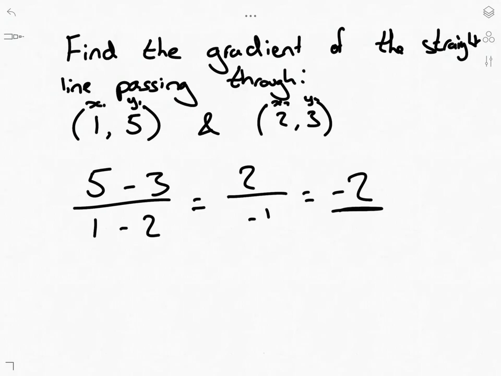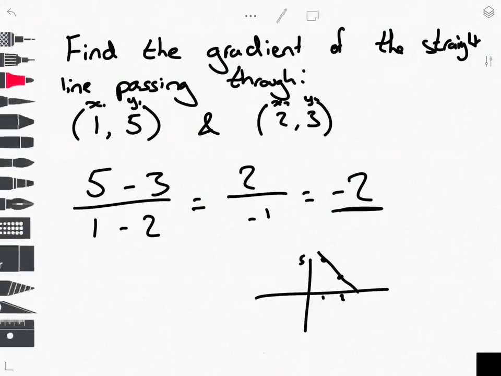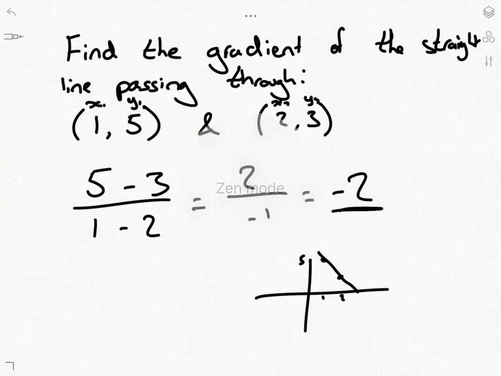Does that make sense? Well, if I do a sketch, we're starting at 1, 5, like this, and we're going to 2, 3. Oh yeah, we can see it's going down. Looks like it's going to be the right gradient. So again, this just sort of comes with practice. The more you do, the better you'll get. You should be able to spot them quite easily after you've done a few.